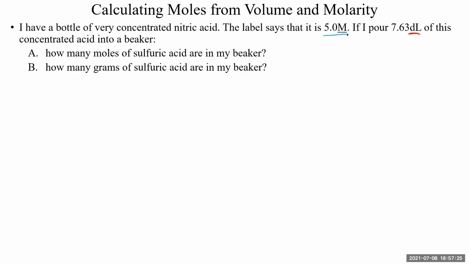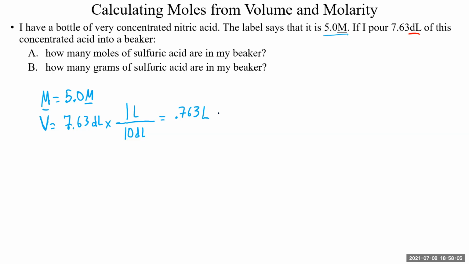So I have 5 molar. So 5 molar is my molarity. Molarity equals 5 molar. Volume is going to equal, well, it's 7.63 deciliters. But remember, we need our volume in units of liters. So I'm going to convert deciliters. We know that it takes 10 decis to make 1 base unit. Deci means 1/10. So 10 deciliters makes 1 liter. And so that gives us 0.763 liters of solution.